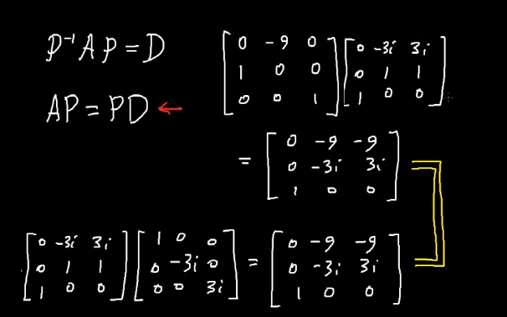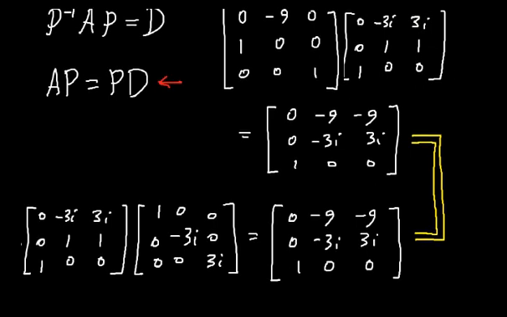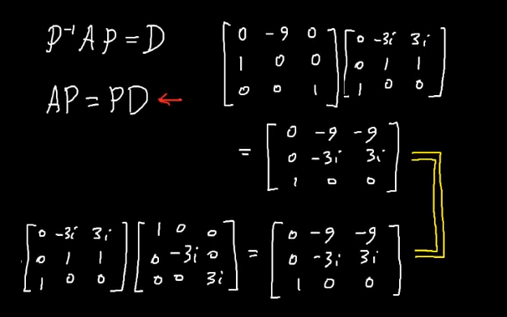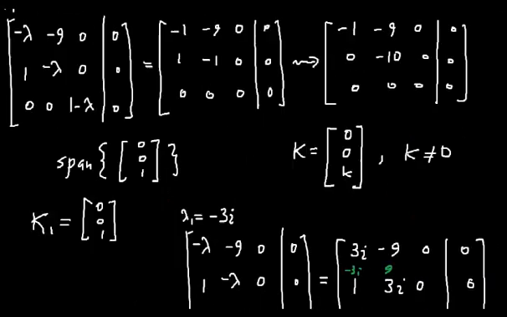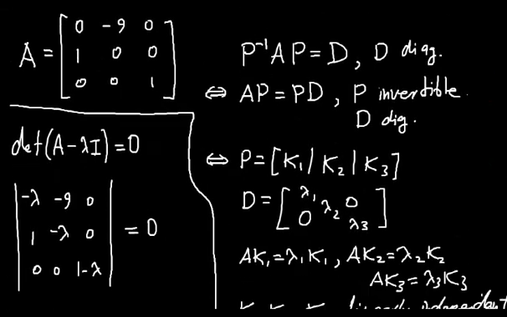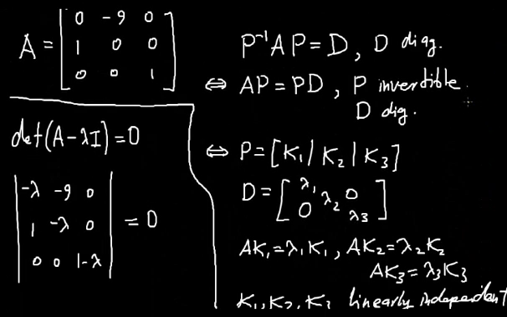Okay. That completes our task of solving a diagonalization problem for a specific matrix by means of finding the eigenvectors and eigenvalues of the matrix.